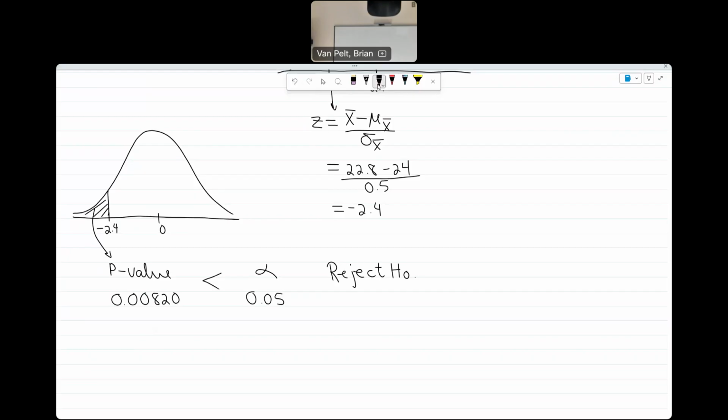Yeah, because we didn't know sigma. No, this one here, actually. We know this. That's not a sigma. Because they told you the population.